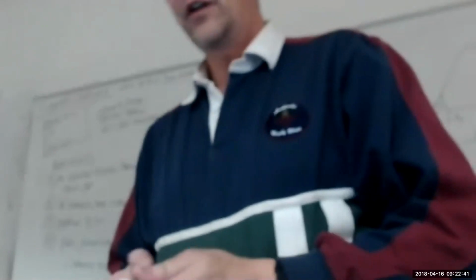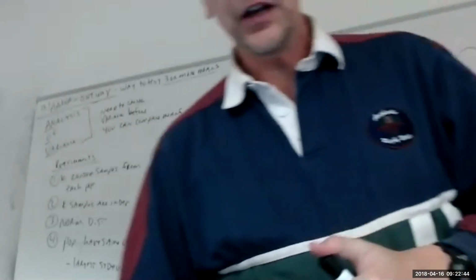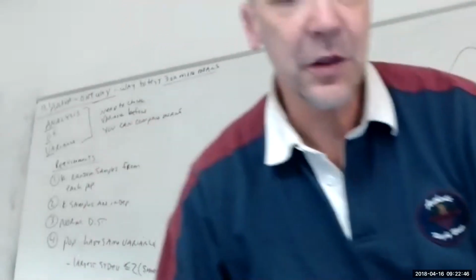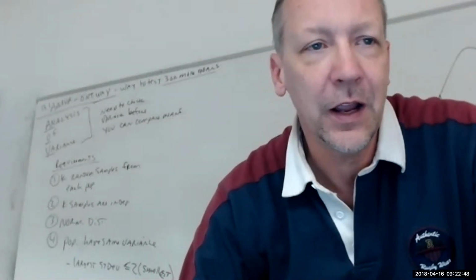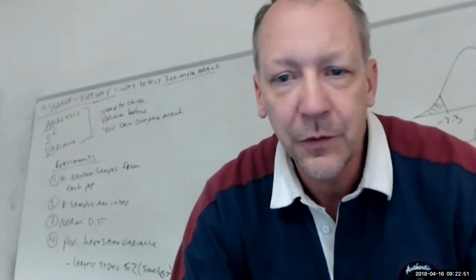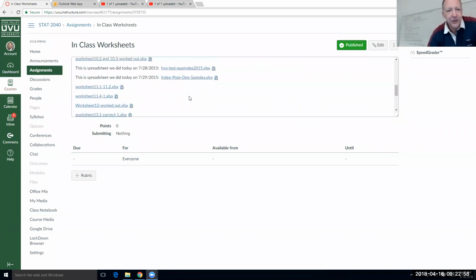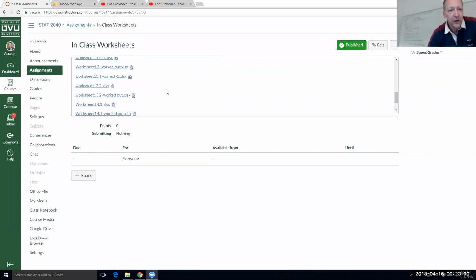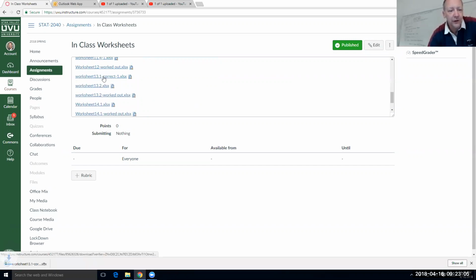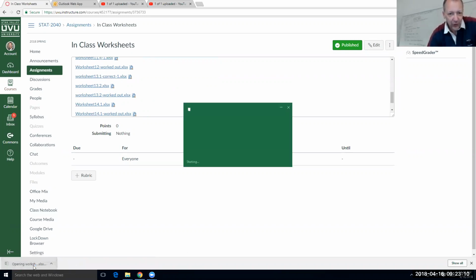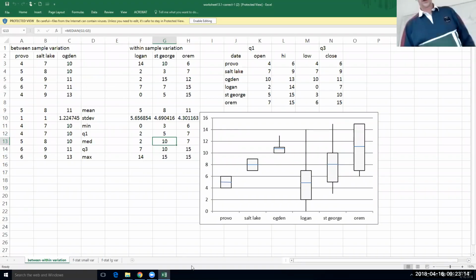Now, in the book, they refer to these as X1, X2, X3. I decided to put city names on them. It's just fake data. But let's go ahead and go to Canvas and log into Canvas, go to in-class worksheets. We're going to go down here to worksheet 13.1, correct. Okay. So what I want to do is give you a visual understanding of what's going on with the ANOVA test.